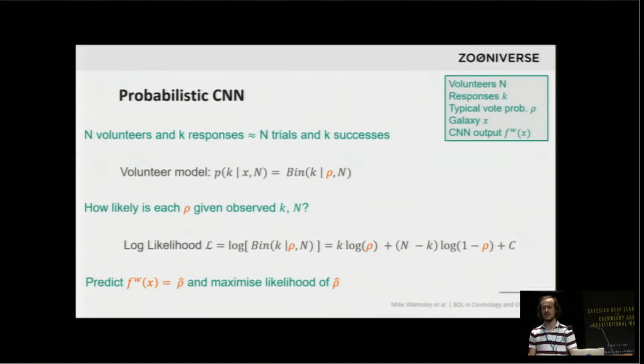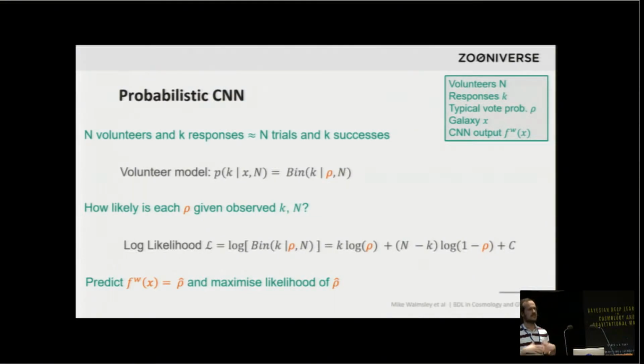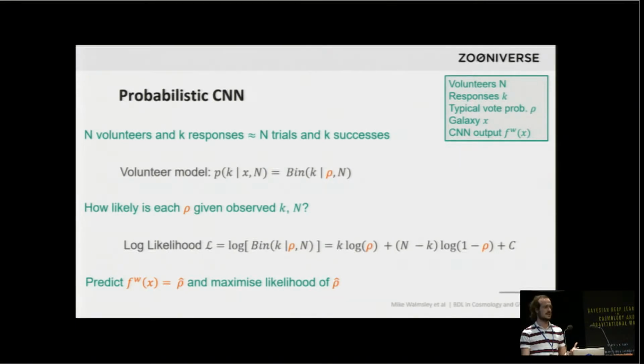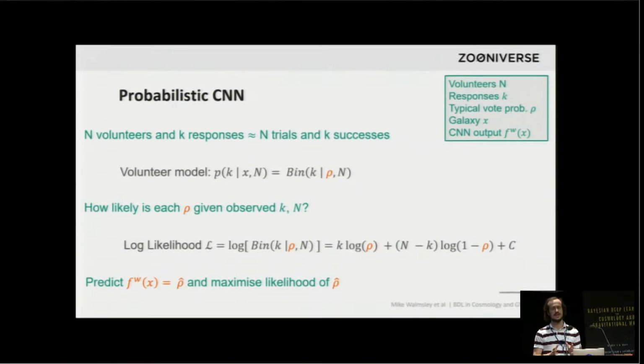We recognize that asking n volunteers, does this galaxy have a bar, and getting k responses back, yes it does, is a lot like having n trials and k successes. So we're going to model our volunteers as binomially distributed. That gives us a likelihood: given that we've asked n people and had k responses back, what are the reasonable typical probabilities that a volunteer will say yes or no? That's going to be the target for our network to predict, and we'll just directly minimize that analytic log likelihood.